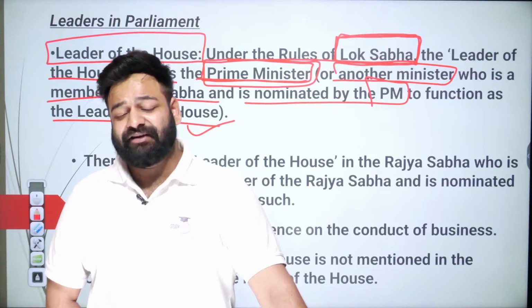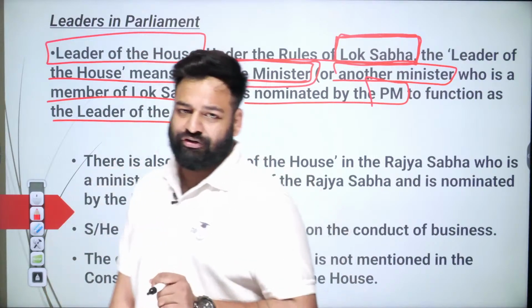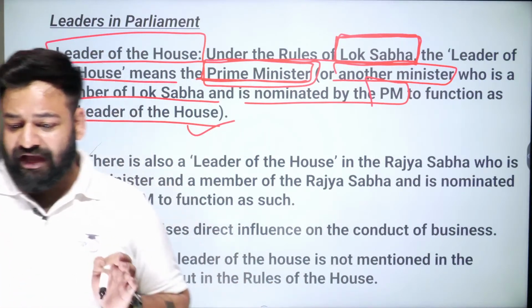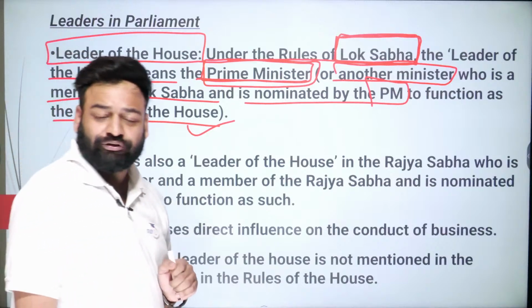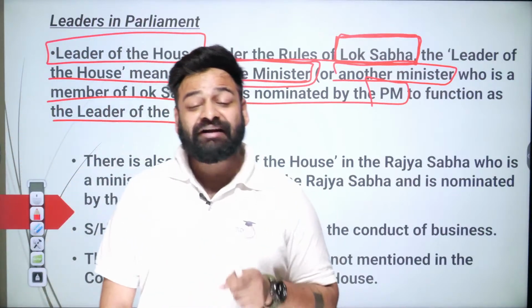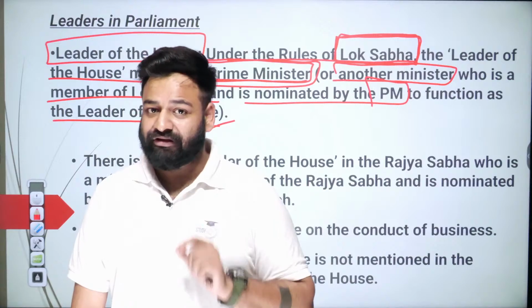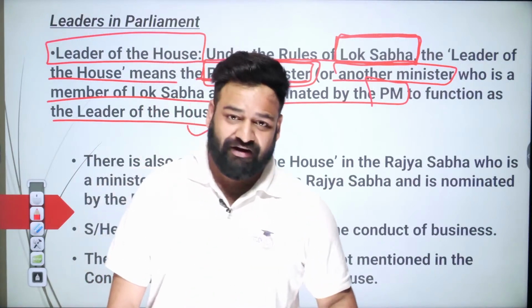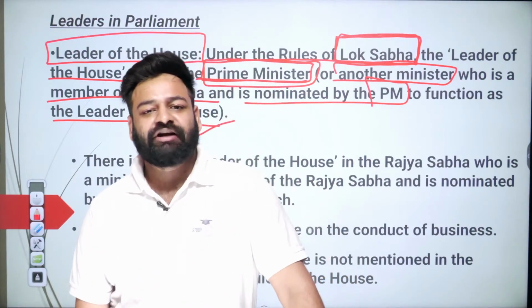So in that case, the Prime Minister under the rules of the Lok Sabha has got the absolute authority. What is that authority? To nominate any other minister, the one who is holding the minister rank in the Lok Sabha, to work as the leader of the house.